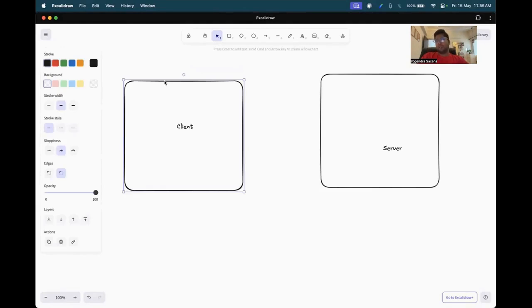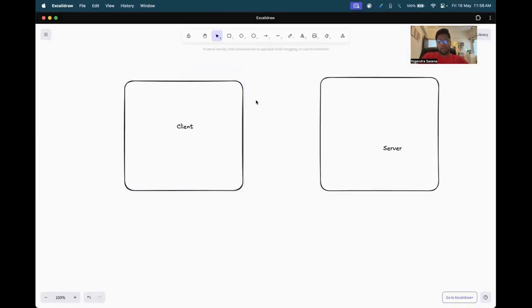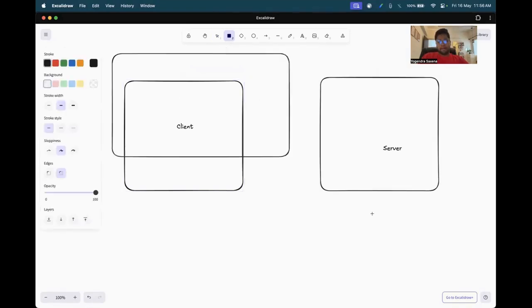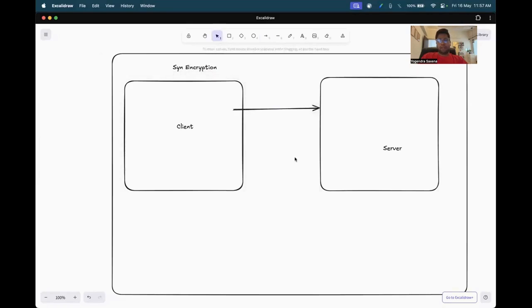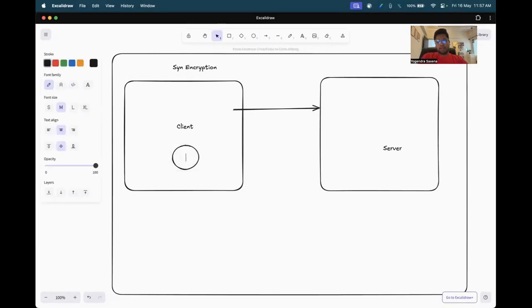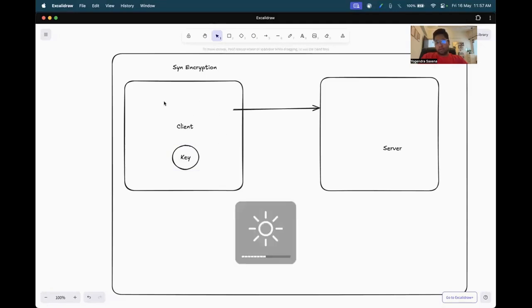What happens in the symmetric encryption where we have only one key? This is symmetric encryption. Right, so let's say client wants to send some data to server. So what it will do, it will have a key, and that key will be used to encrypt the data which the client wants to send.